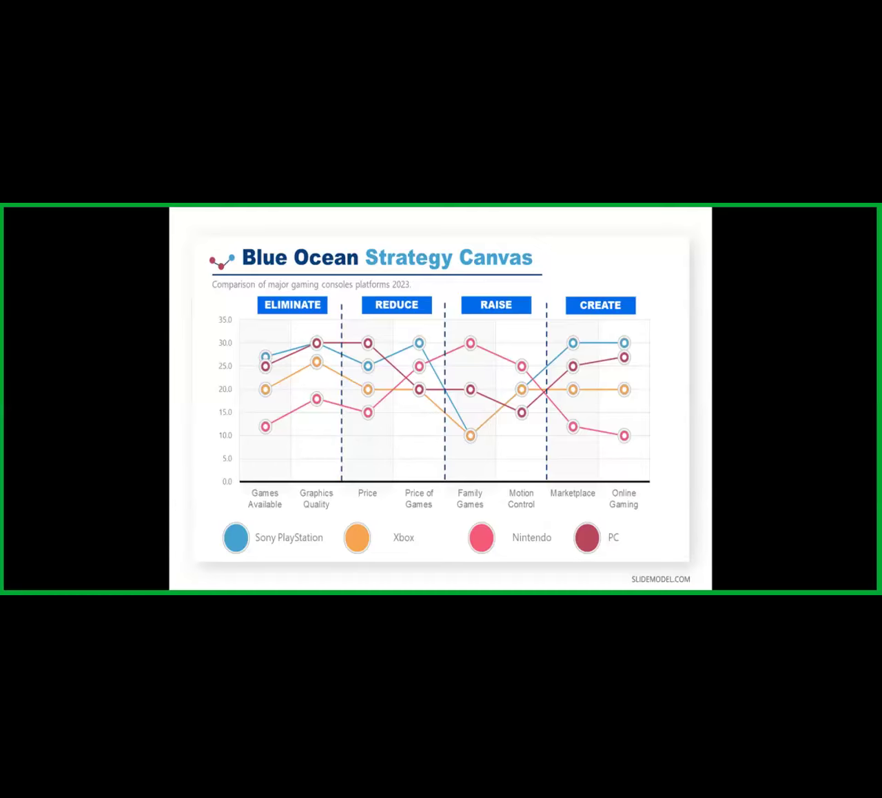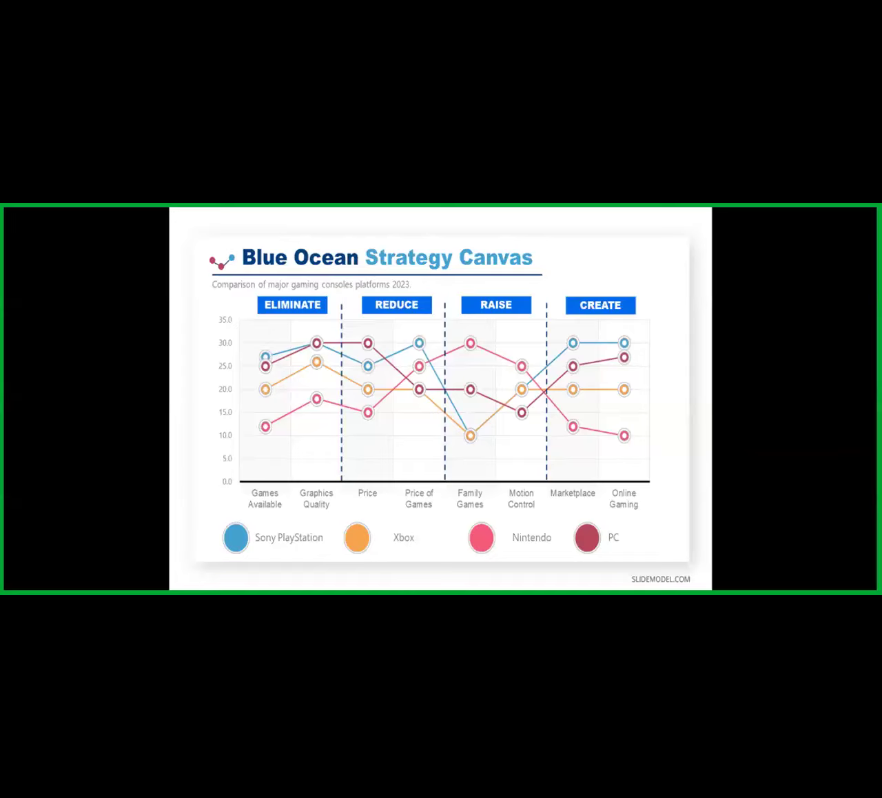And scores are given on the left side. You can see that it is 0, then it goes to 5, 10, 15, 20, 25, 30, and 35 is there. Same way where we prepare a graph, so it is a graphical representation of the existing state of your company, as well as the existing state of the competitors' company. So that is called the blue ocean strategy canvas.